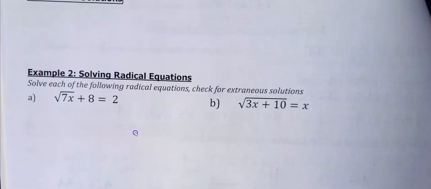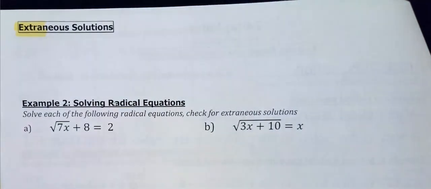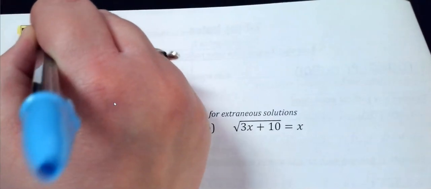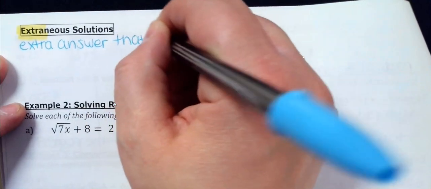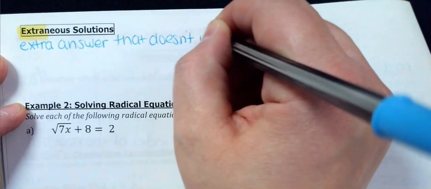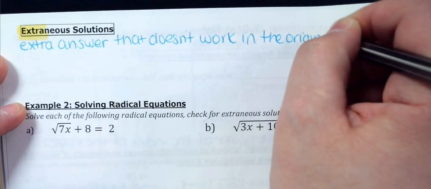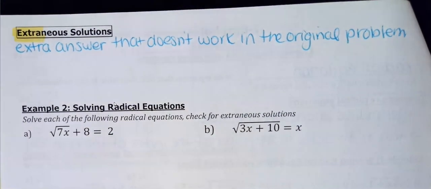But these equations and the ones we're going to do in our next lesson also, they do have the potential for what we call an extraneous solution. An extraneous solution literally has the word extra in the word. This is an extra answer that doesn't work in the original problem. You didn't do anything wrong, you did all the algebra correctly, but there's certain operations that can introduce the potential for one of these extraneous solutions.